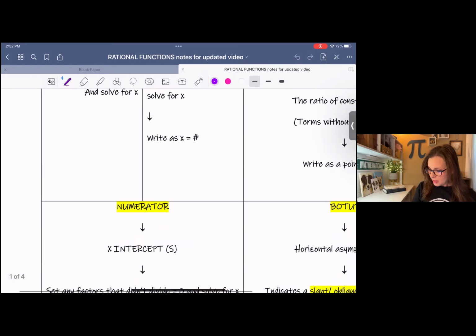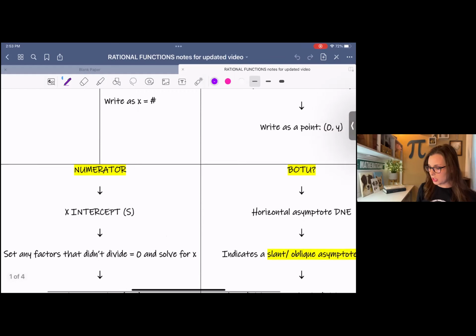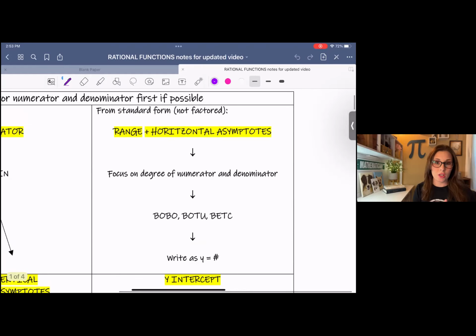And then also with x is the numerator. In the numerator, you're going to have some factors, anything that didn't divide to become a hole, and those are called x-intercepts. You set those factors equal to 0, solve for x, and that is where you have an x-intercept, and that is a point on the graph that the function goes through. So that's all x. Then we switch gears to y, which is range and horizontal asymptotes.